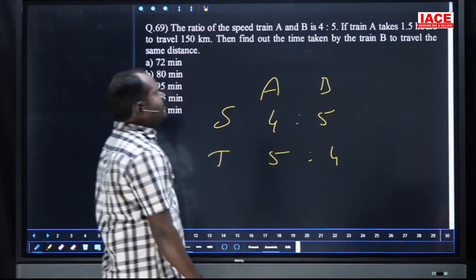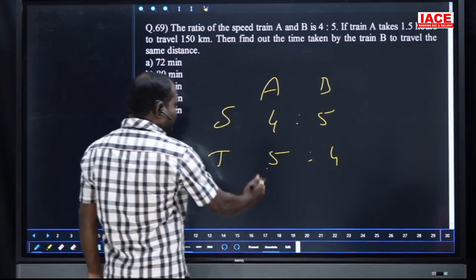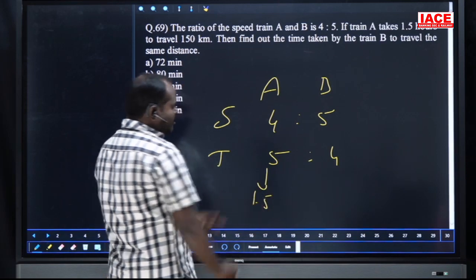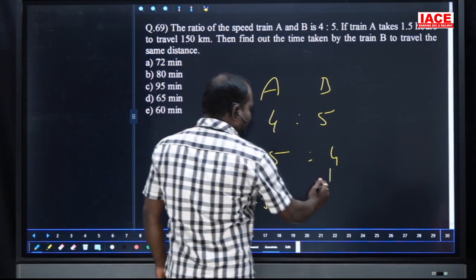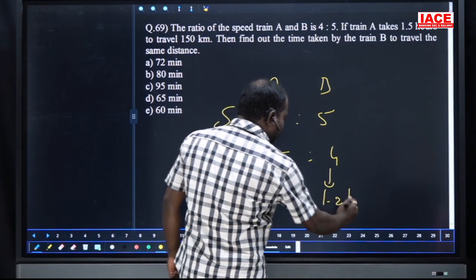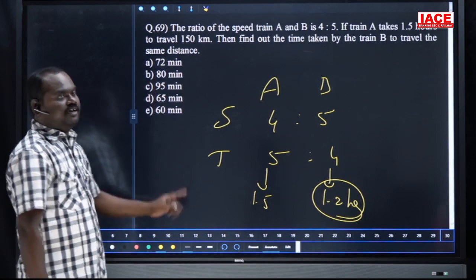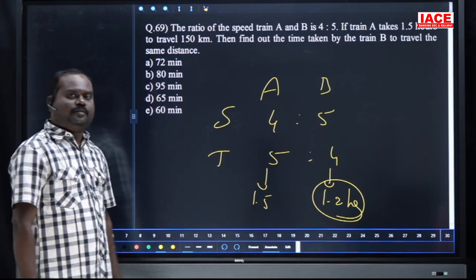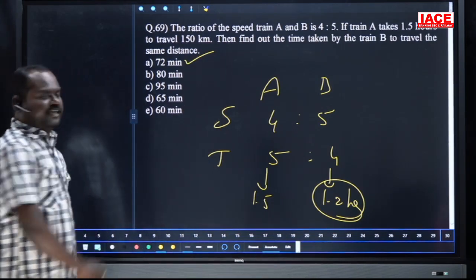We know that A was taking 1.5 hours. So 5 parts is 1.5 hours, so one part is 0.3. So B takes 1.2 hours. But the question asks with all options in minutes, and 1.2 hours is nothing but 72 minutes. Option A, 72 minutes.